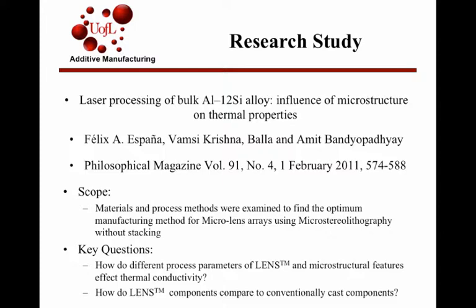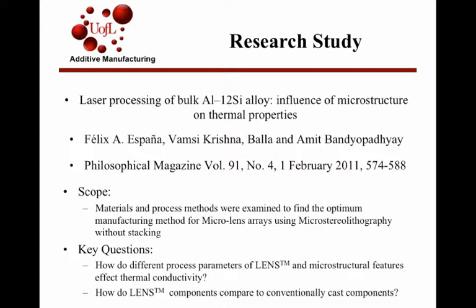on Thermal Properties. The study was done in 2011 at Washington State University, and it was posted in the Philosophical Magazine, which I thought was interesting. The scope was to analyze the microstructure and the thermal conductivity of the processed parts using LENS, which is laser engineered net shape manufacturing. And the key questions were to see how the microstructure features affected thermal conductivity and how this compared to conventionally cast components.